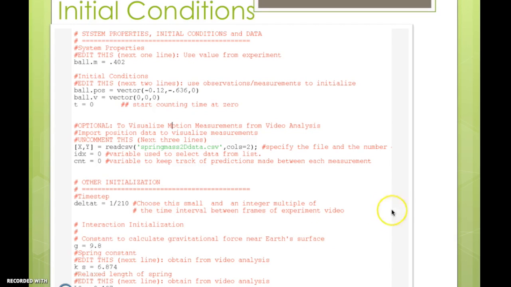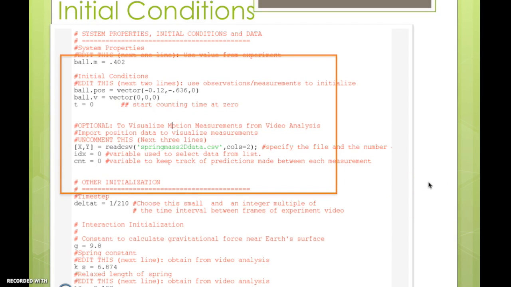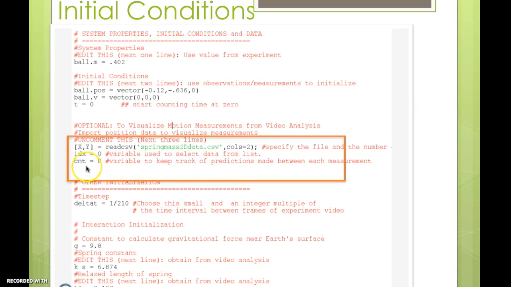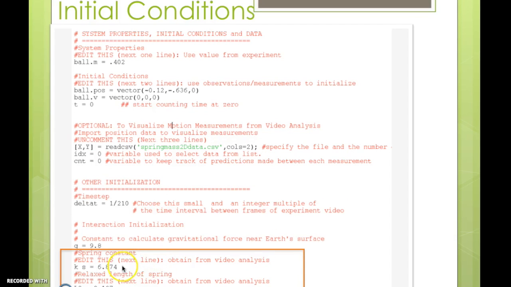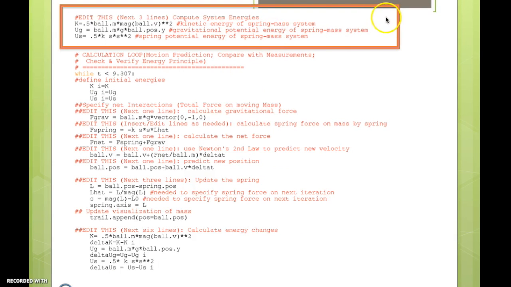Here you can see where I input my initial conditions into the model. This included the ball's mass, which was given, the ball's initial position, which was found from my tracker data, and the ball's initial velocity, which was 0 because it started from rest. Here, I then told my code to read the data from a CSV file that I had created from my tracker data. I then input my values for the spring constant and the relaxed length, which I just calculated in the last slide. Next, I wrote code for the kinetic, gravitational potential, and spring potential energies of my system.